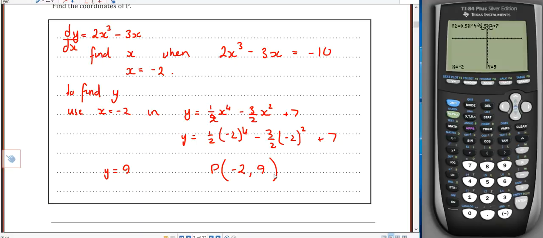Right. So as I've said before, it's all about you find the gradient function, you do something with the gradient function, you then go back to use the initial function you started with.